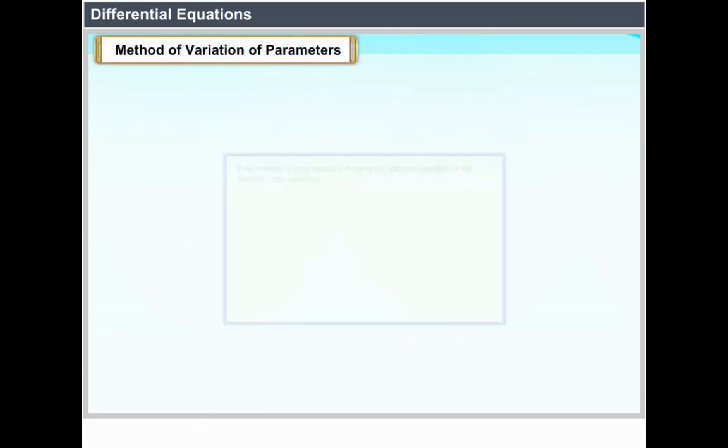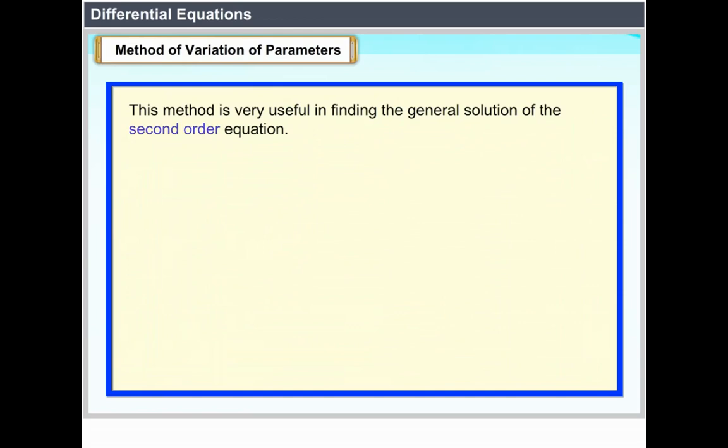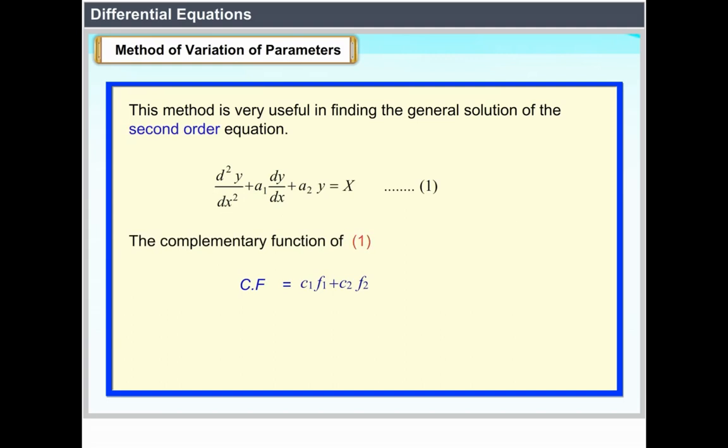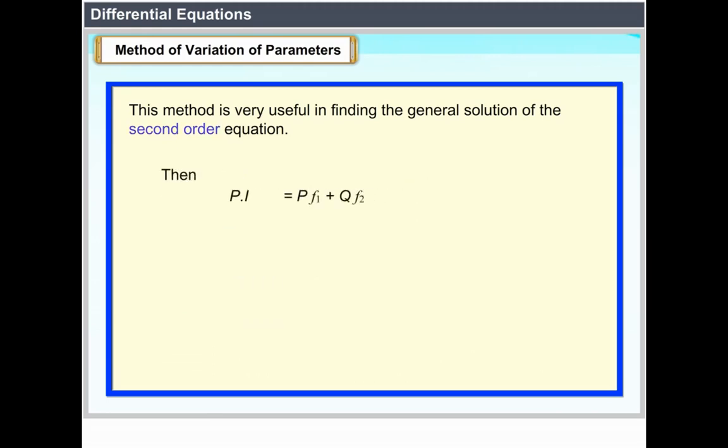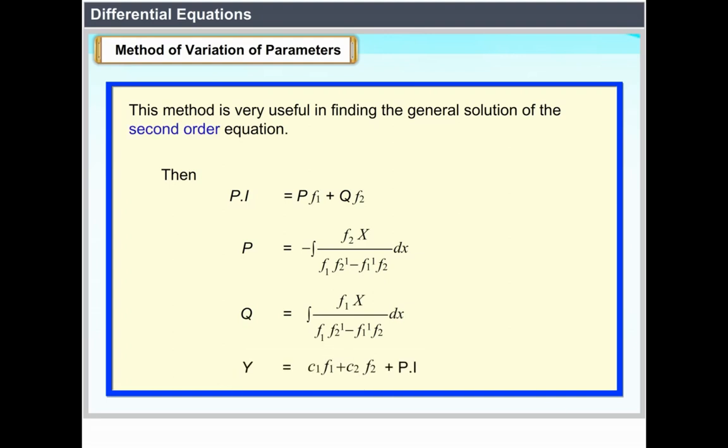Method of variation of parameters. This method is very useful in finding the general solution of the second order equation d²y/dx² + a1 dy/dx + a2 y = X, called equation number 1. The complementary function of equation 1 is CF = c1 f1 + c2 f2, where f1 and f2 are functions of x. Then PI = Pf1 + Qf2, where P = −∫ f2 X / (f1 f2' − f1' f2) dx and Q = ∫ f1 X / (f1 f2' − f1' f2) dx. Y = c1 f1 + c2 f2 + PI.